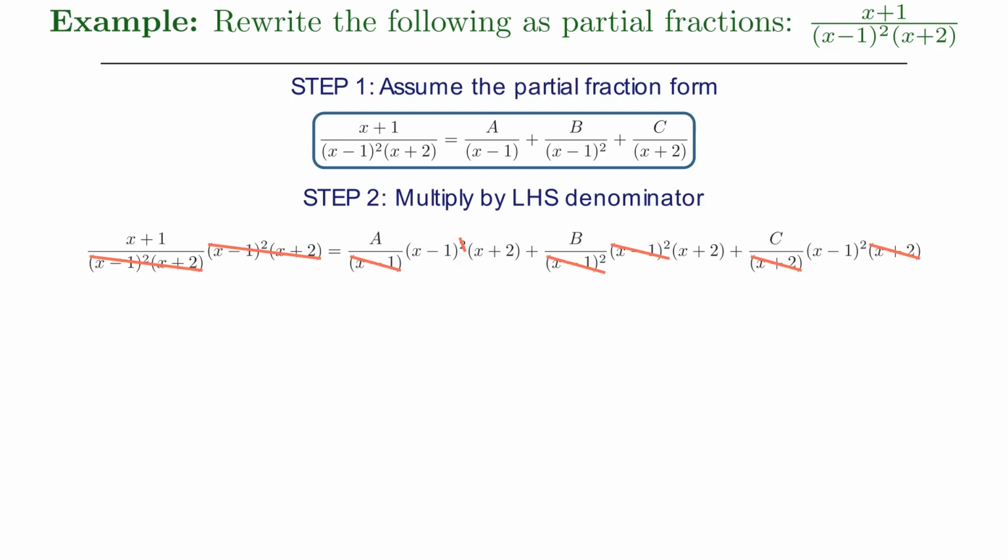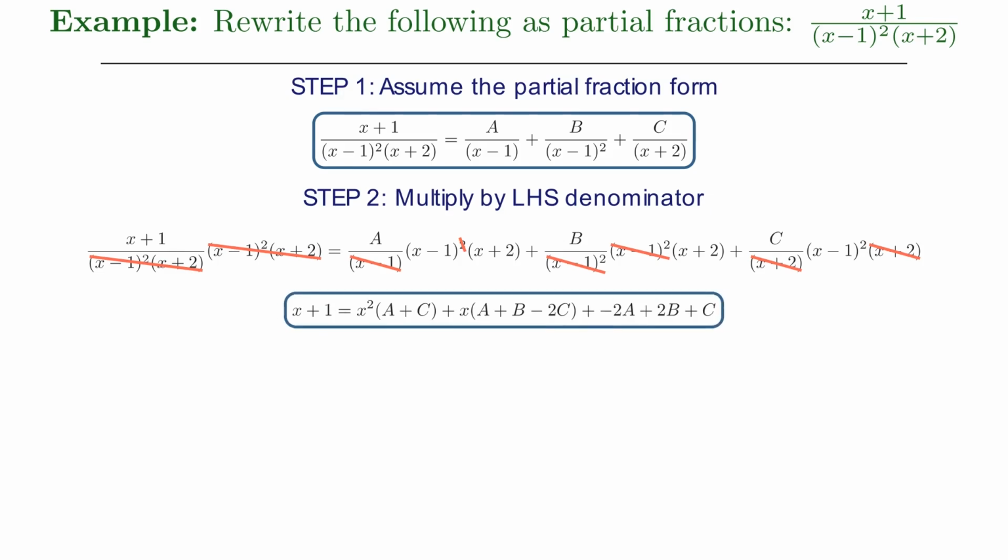Expanding out the brackets and collecting the like terms, this gives us that x + 1 is equal to x^2 times (A + C), plus x times (A + B - 2C), plus (-2A + 2B + C). From here we can compare the coefficients in the equation to get some simultaneous equations.